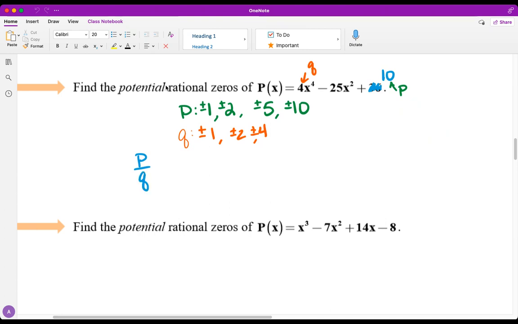So the first number I get is 1. Next number I get is 1 over 2, then 1 over 4. And at that point, we have divided 1 by all of the Q's. So we are done with 1.